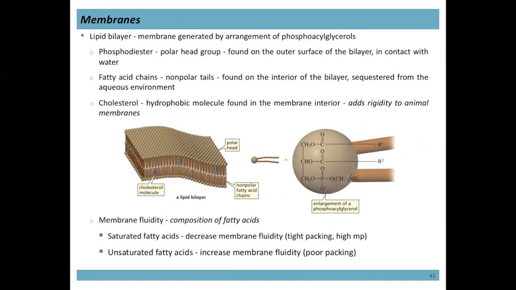So when we bump into something, we don't want our cells to break. We want them to be able to flex. So our bodies control the composition of our membranes, and we have just the right mix of saturated fatty acids and unsaturated fatty acids. The saturated ones tend to decrease membrane fluidity. The unsaturated increase the membrane fluidity. You don't want too many unsaturated because they don't pack together very well, and so you'd end up with a leaky membrane. So you need the right mix.